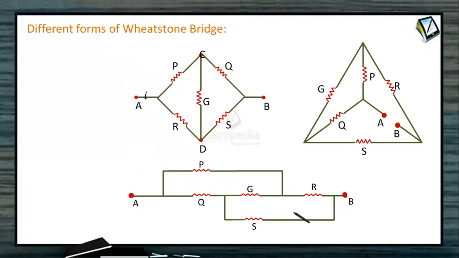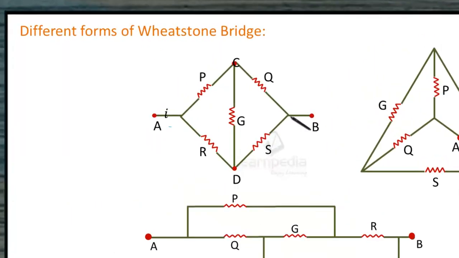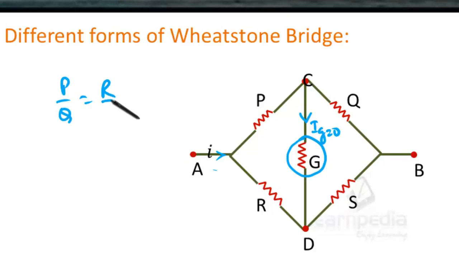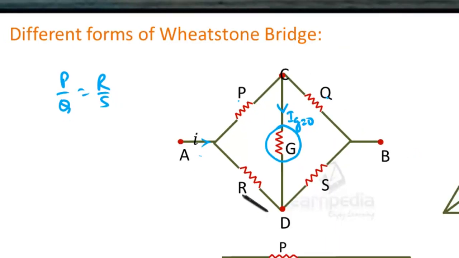Different forms of Wheatstone bridge. See, across A and B we have connected a battery, so current I is going to flow, and across the opposite diagonals the galvanometer is connected. This is the galvanometer. Current in this arm is equal to 0, so we can write P by Q is equal to R by S.